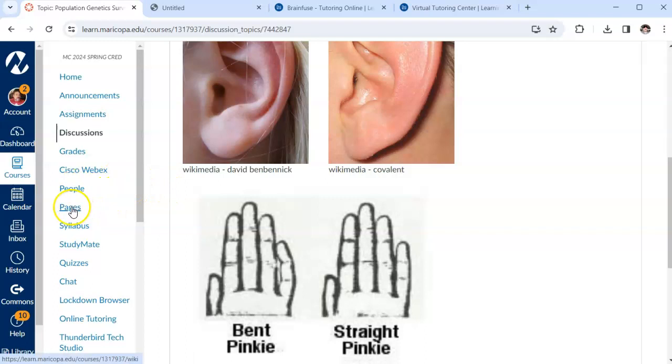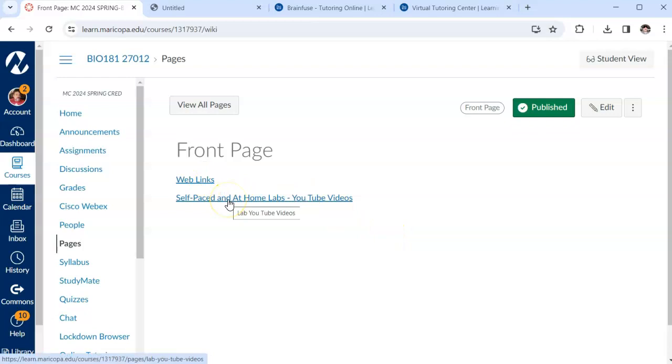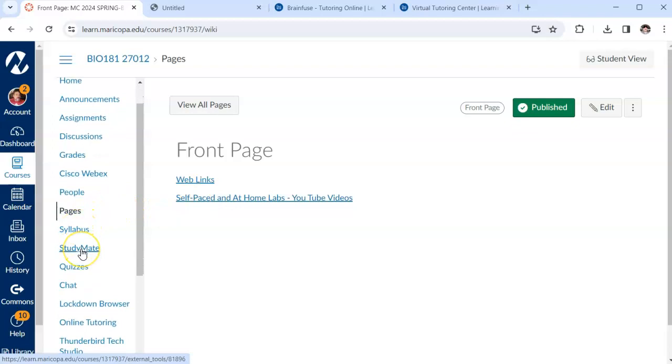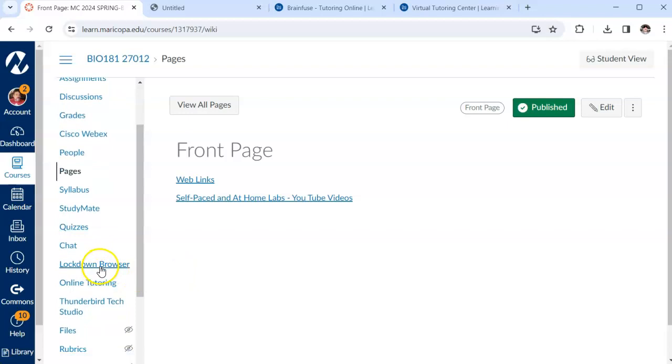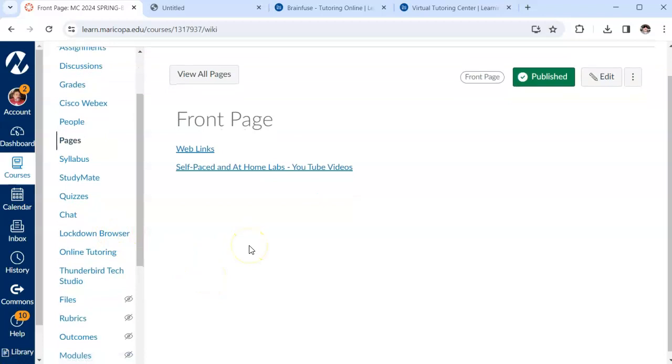There are links to outside sources here, web links, and then links for the videos for the labs. Okay, and then there's StudyMate, which is like a note card study. I guess you call it an ancillary material. And then Lockdown Browser is here. I wouldn't click on that though. I would just go to the quiz and start the quiz, and it'll automatically have you do the Lockdown Browser.